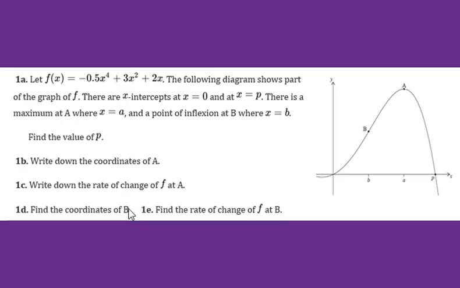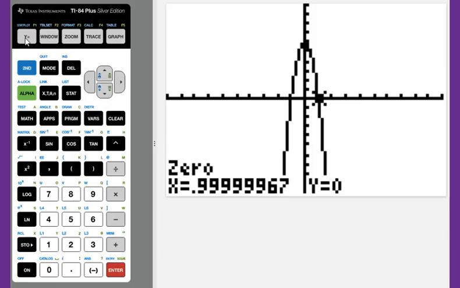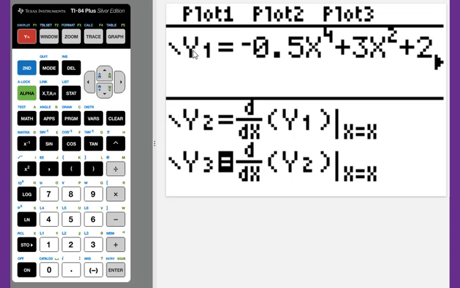For 1e, find the rate of change of f at b. I will show you using the calculator how to do this. So we go back to y1. y1 is the original function. The second derivative of the original function, that's y3. y2 means the first derivative of f(x). We are looking for the rate of change of f at b. Therefore, we need to use the first derivative.